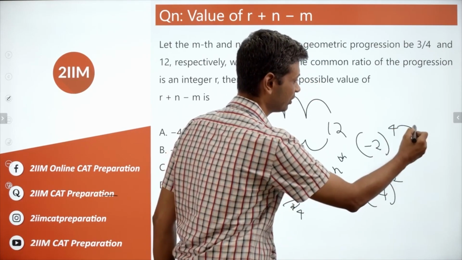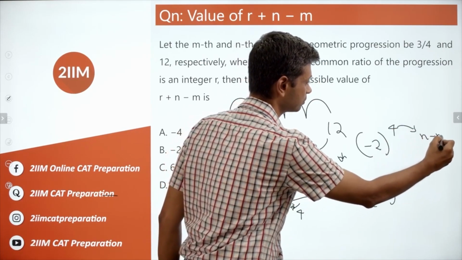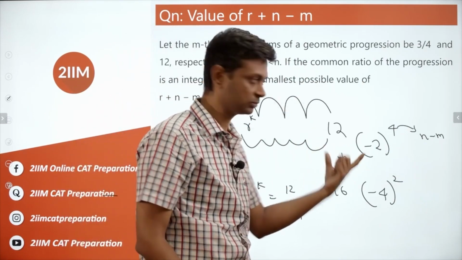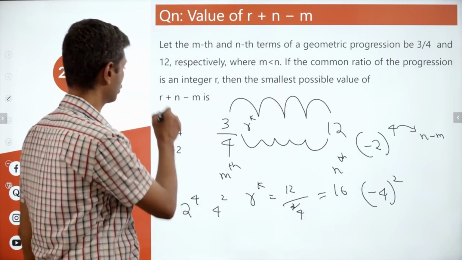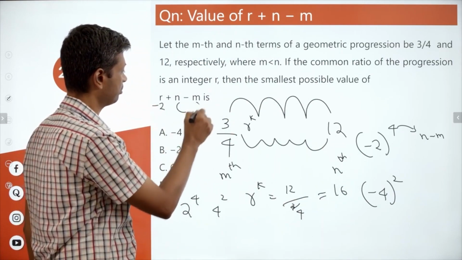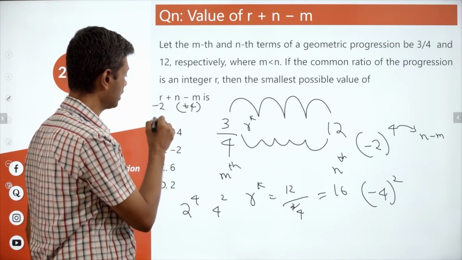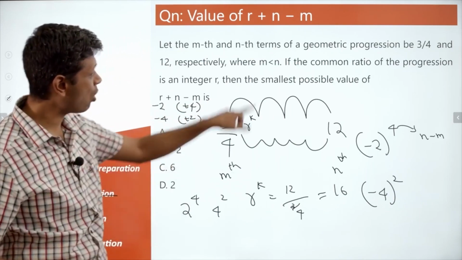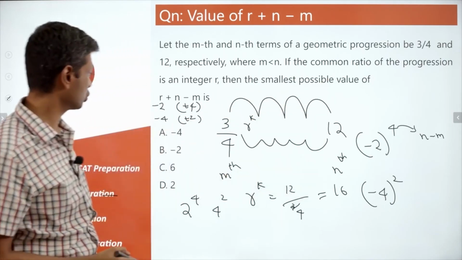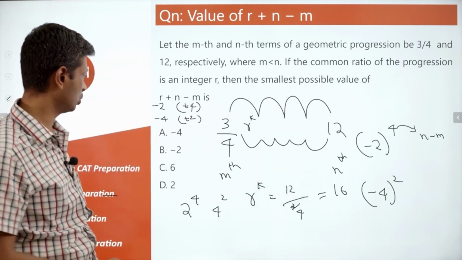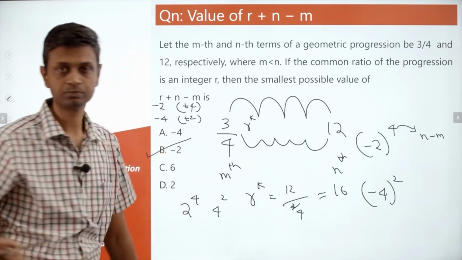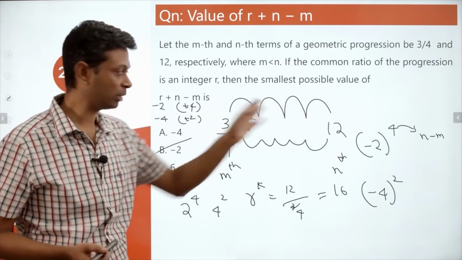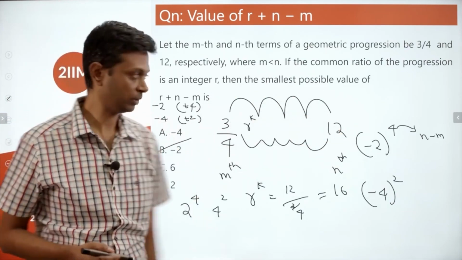This number is k which is effectively n minus m. From m, how many terms do we have to jump to the nth term? So either r is minus 2 and n minus m is plus 4, or r is minus 4 and n minus m is plus 2. We want the smallest possible value of this. So we'll have to choose r is minus 4, n minus m is plus 2, minus 4 plus 2 is minus 2. When the common ratio is minus 4, you're looking for the second term from 3 by 4 to go to 12. Right?